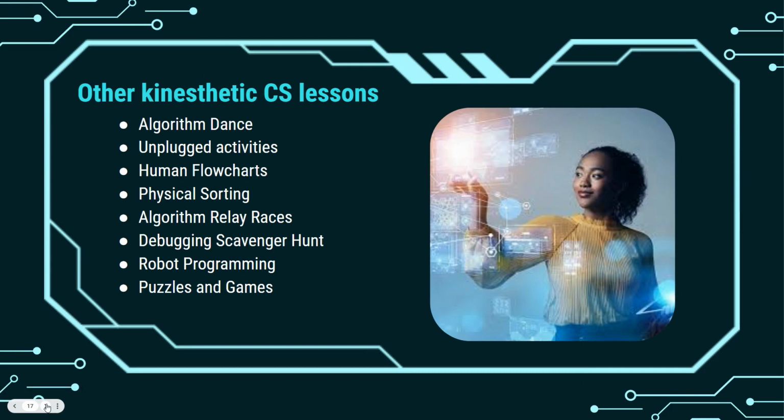Some other ideas for kinesthetic learning activities for computer science in the elementary school are doing an algorithm dance, or some other unplugged activities like the flowchart relay. There are other unplugged activities that we can help you find. There are human flowcharts, physical sorting, actually having kids move stuff, algorithm relay races. That's always good. Debugging, scavenger hunt, robot programming, and just regular puzzles and games, and just having the students make those connections to computer science and seeing that there is that relationship.